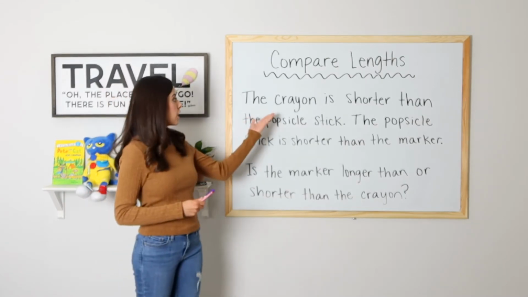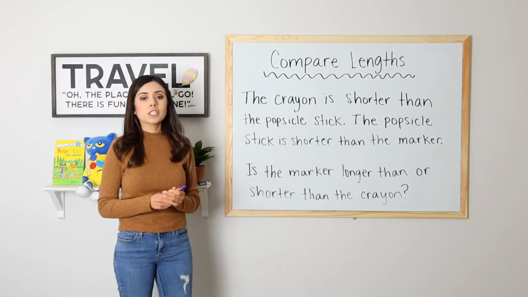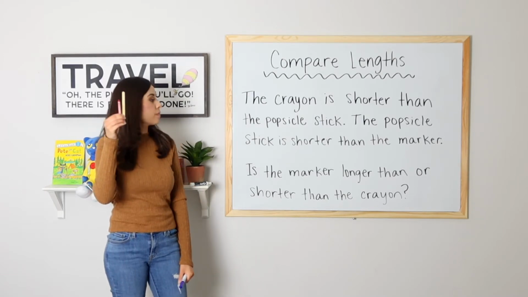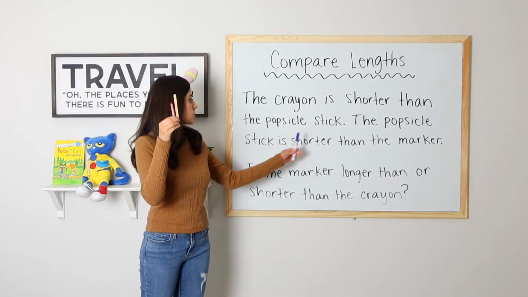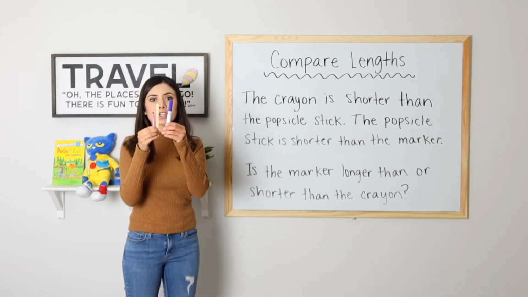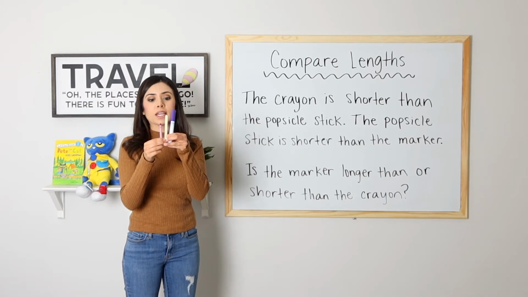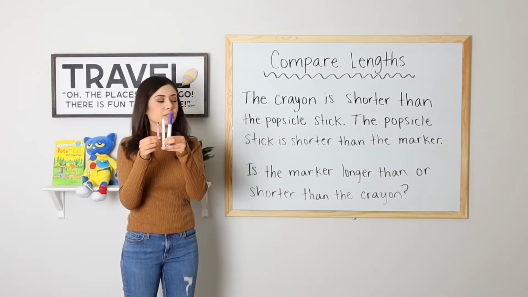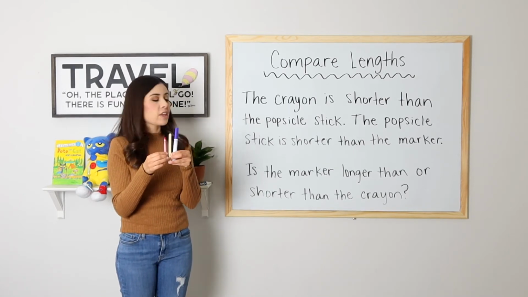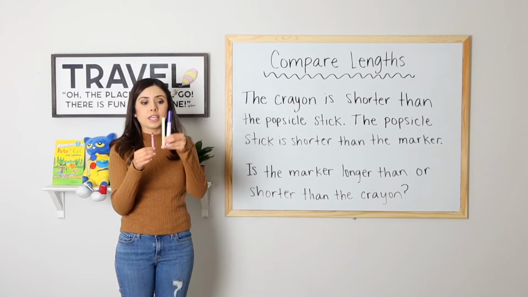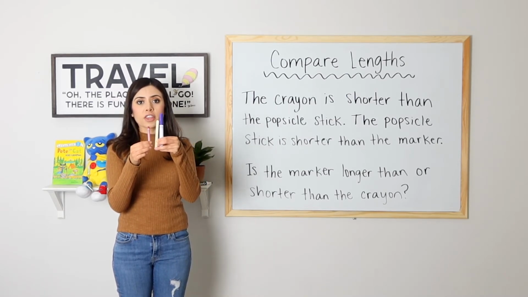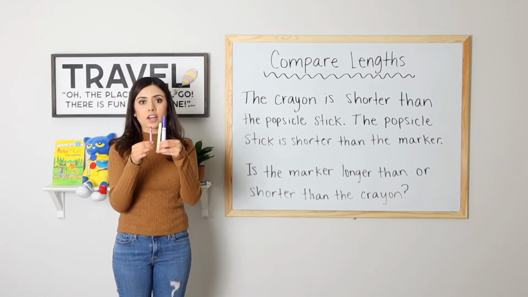So I know that the crayon is shorter than the popsicle stick. So first I have my crayon and then I have my popsicle stick. It says the popsicle stick is shorter than the marker. So after the popsicle stick comes my marker. I have arranged my items starting with the shortest. Now they want to know, is the marker longer than or shorter than the crayon? Let's see. Here's my marker and here's my crayon. Is the marker longer than or shorter than the crayon?